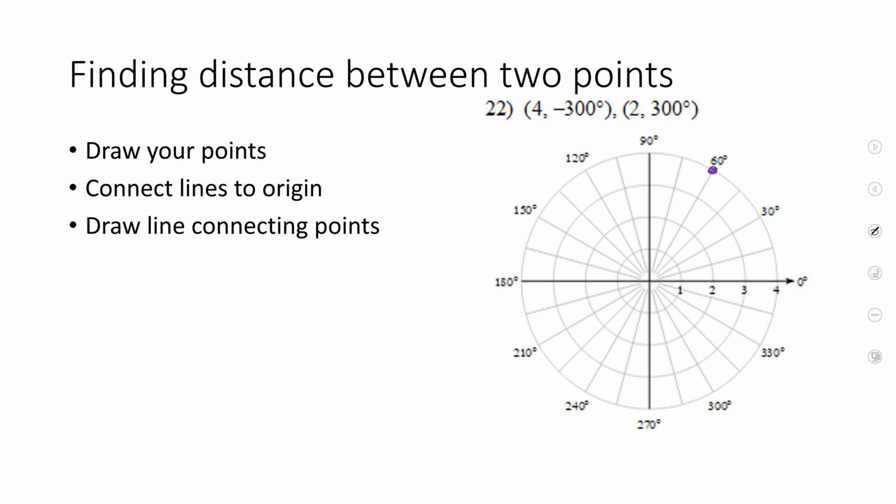Cool. And then we're going to go to positive 300. So positive 300, then out 2. Puts us right here. Cool. Hopefully that works. Then from here, we connect our lines to the origin and finish our triangle. Now we have a triangle. Now we can go in and solve this using our law of cosines, okay? So we need our 2 side lengths. So that is 4 and 2 respectively. Now we have to figure out the angle that is in between 4 and 2.